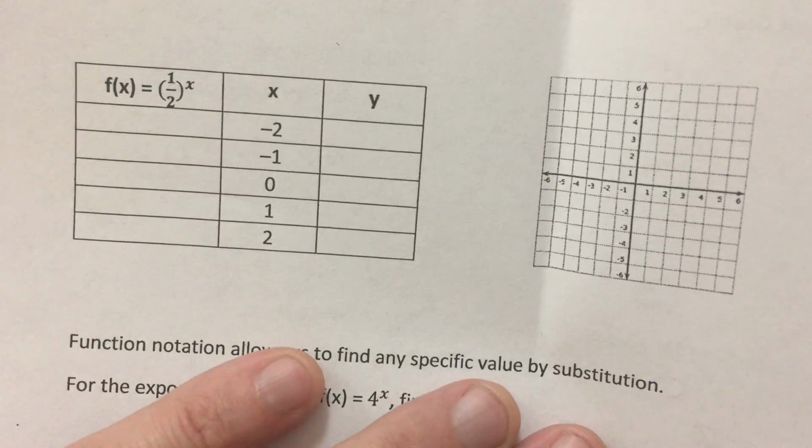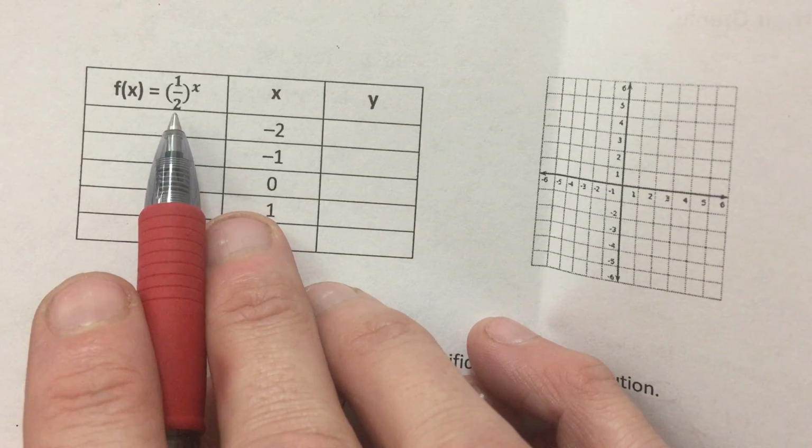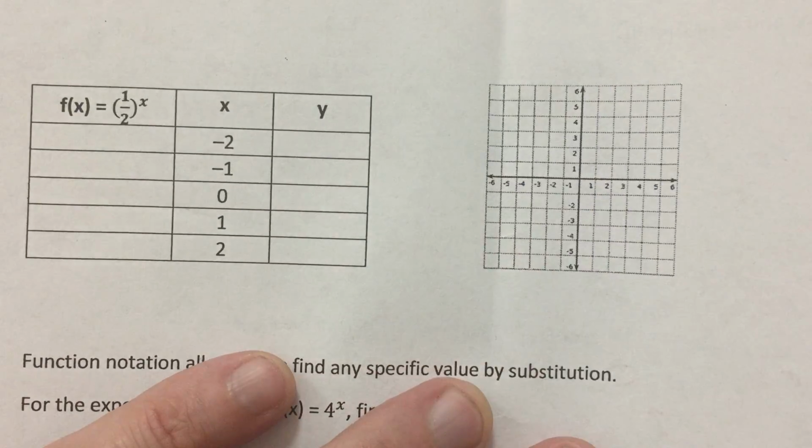Flip to the back side. Similar situation. This time, however, the base is one of those fractions. It is a number between 0 and 1. So by the time we're done graphing this, this should show exponential decay.